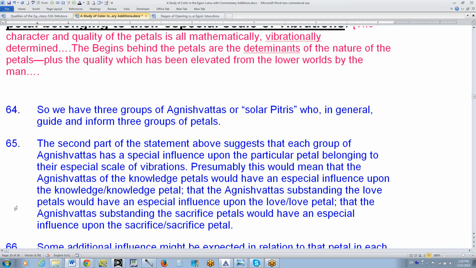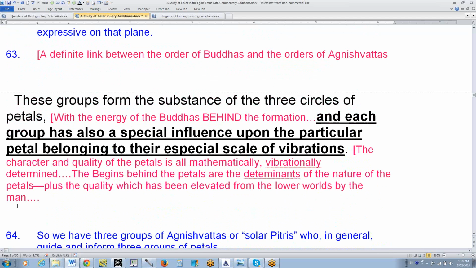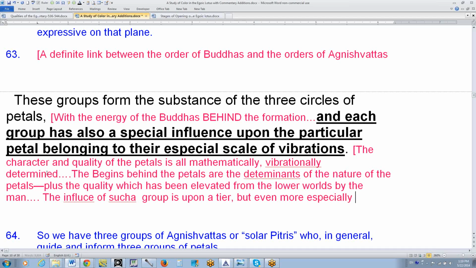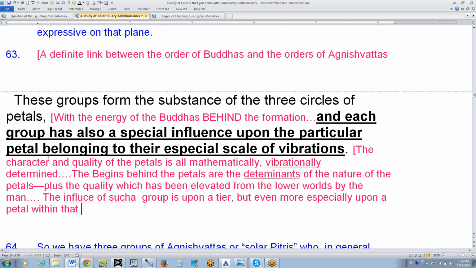Presumably this would mean that the Agnishvattas of the knowledge petals would have an especial influence upon the knowledge petal, that the Agnishvattas substanding the love petals would have an especial influence upon the love petal, and the Agnishvattas substanding the sacrifice petal would have an especial influence upon the sacrifice petal. And each group has also an especial influence upon the particular petal belonging to their especial scale of vibration. So the influence of such a group is upon a tier, but even more especially upon a petal within that tier.